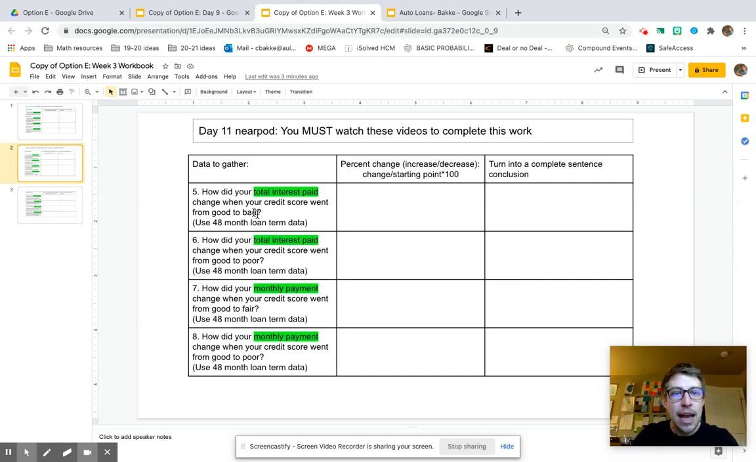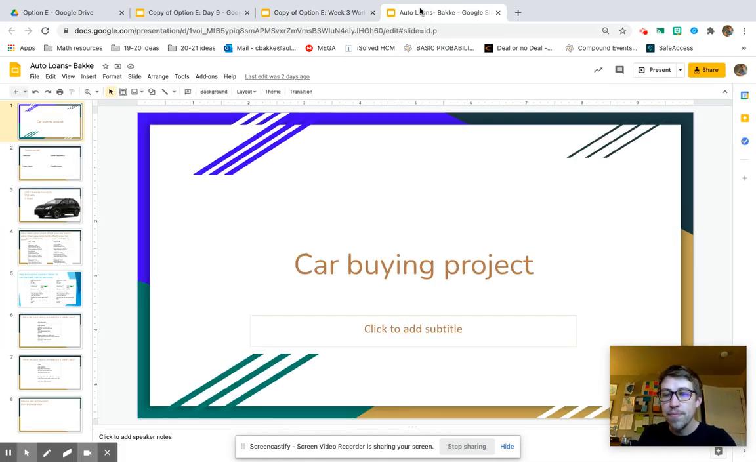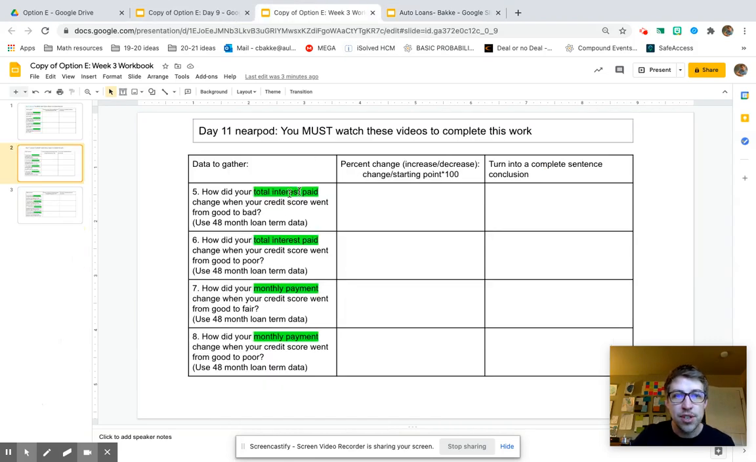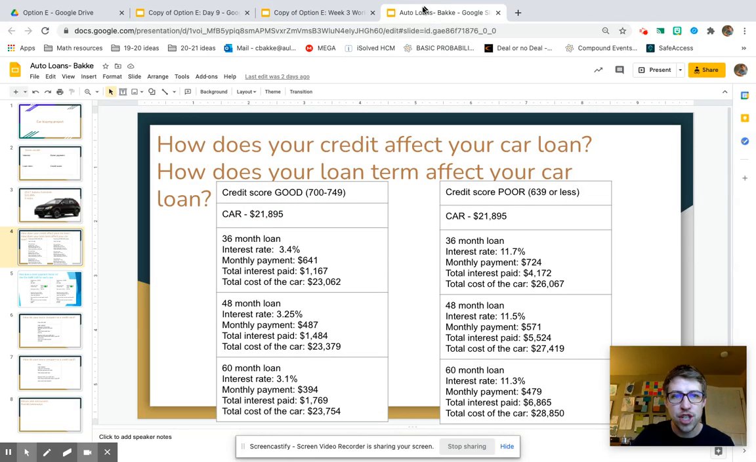So how did your total interest paid change when your credit score went from good to bad? And we're only going to look at the 48 months. So make sure, if you don't already, this should have been from week 2, go find your car buying project where you have this research. And boom, we are just going to be looking at this slide. So the first conclusion, like I said, is how did the total interest paid change when we went from good? So we'll go to my 48-month loan term.